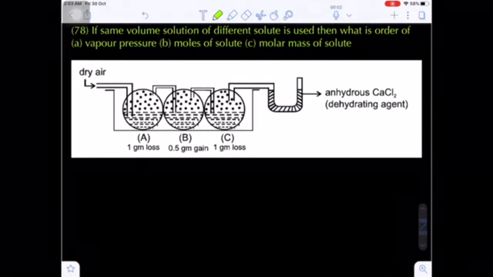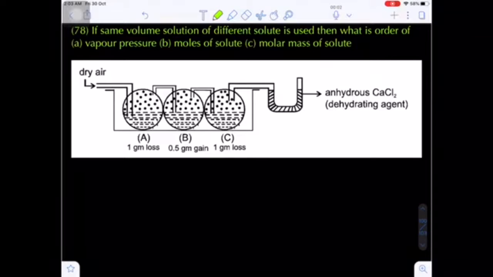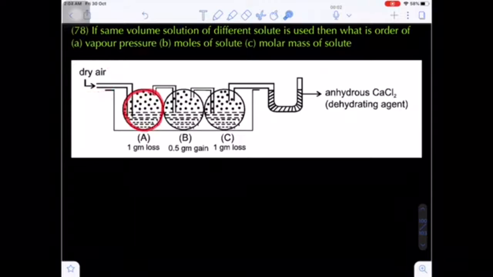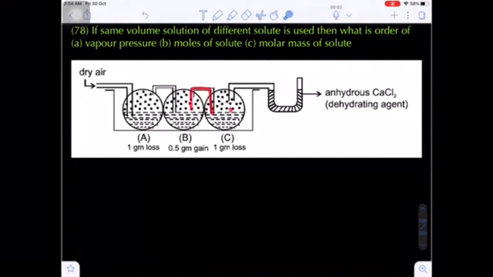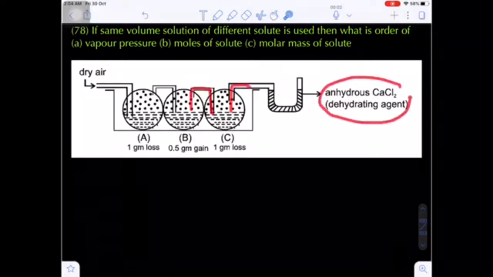Okay. Now, question number 78. If the same volume of solution of different solutes is used, then what is the order of the vapor pressure, moles of solute and molar mass of solute? Now in the diagram you see here, dry air is first sent into the first bulb of solution. In bulb A there is a loss in the solution weight, 1 gram loss, and then it is sent into the second bulb B, from bulb B to bulb C, and finally sent into the anhydrous calcium chloride.